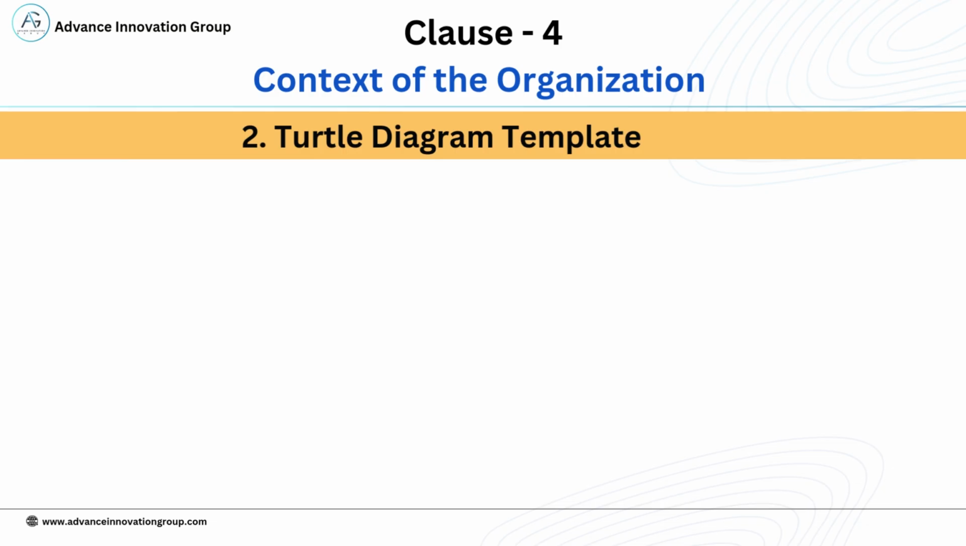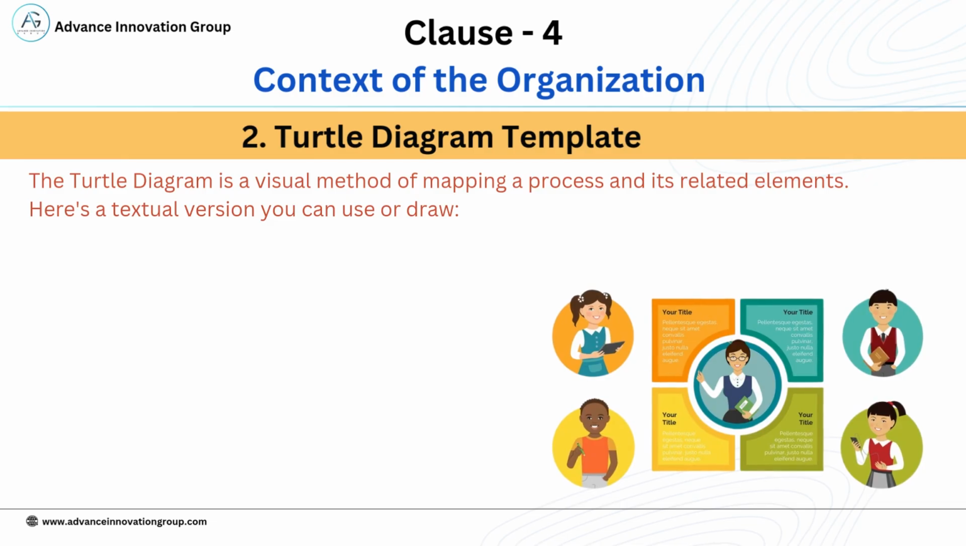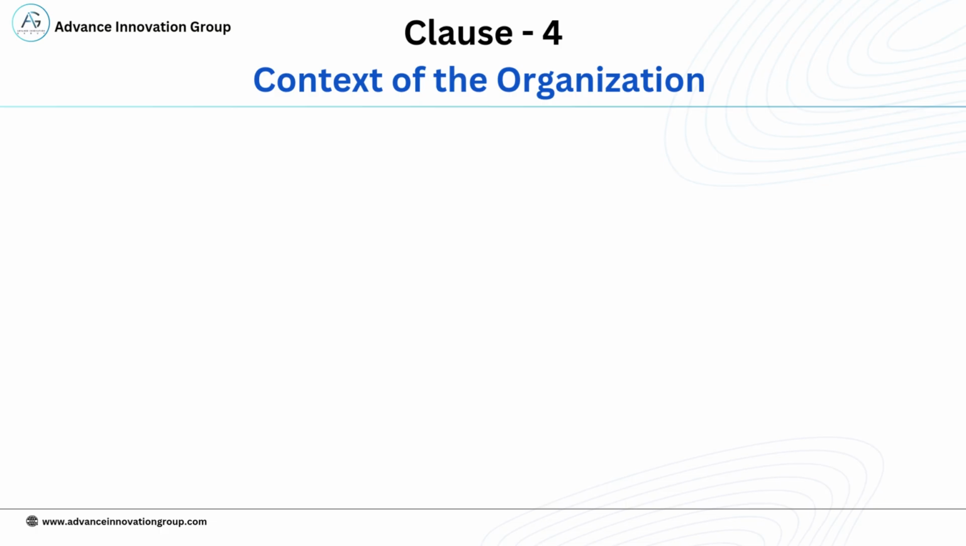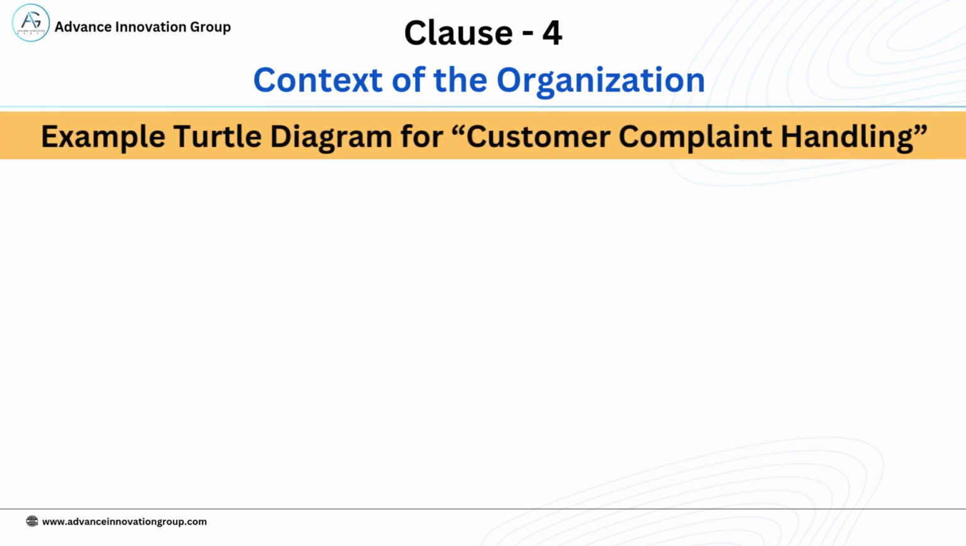2. Turtle diagram template. The turtle diagram is a visual method of mapping a process and its related elements. Here's a textual version you can use or draw. Process: what is done, key steps, activity. Inputs: what comes into the process? Who: responsibility. How: methods, SOPs. Outputs: what comes out of the process? With what: resources, people, tools, etc. How measured: KPIs, controls. Example: turtle diagram for customer complaint handling.